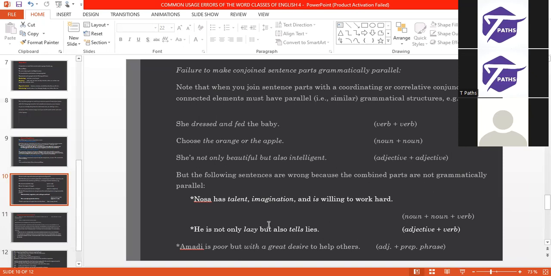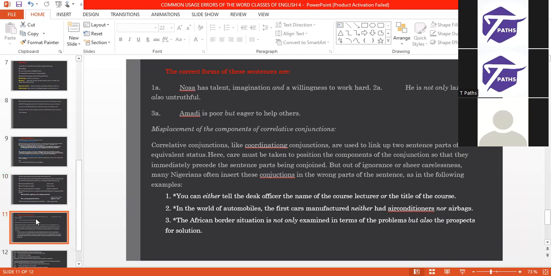grammatically. Look at this. Nosa has talent, imagination, and is willing to work hard. Is wrong. You may not notice that is wrong until you analyze it. He is not only lazy, but also tells lies. Is wrong. This combination is wrong. Amadi is poor, but with a great desire to help others. All right, expressions like these are wrong. It is until you use them, you do the analysis, that you find out that, oh, this is actually incorrect. All right, I've written the correct forms as you can see over here.